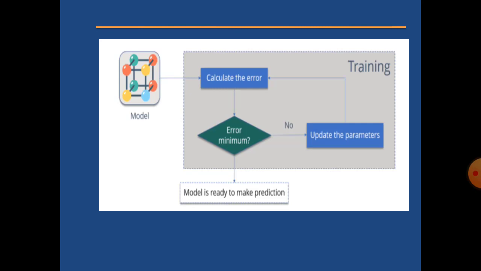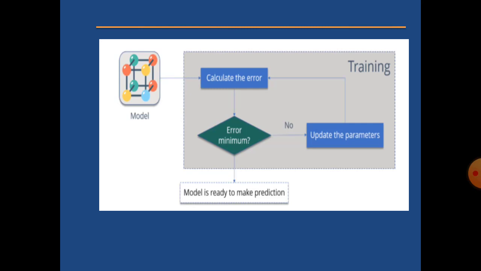So here it will check whether the error is minimized or not. If it is minimized, it's okay. If not, then it will be sent to update the parameters. If the error is huge, then we are going to update the parameters. Most probably, we are going to update the weights only.